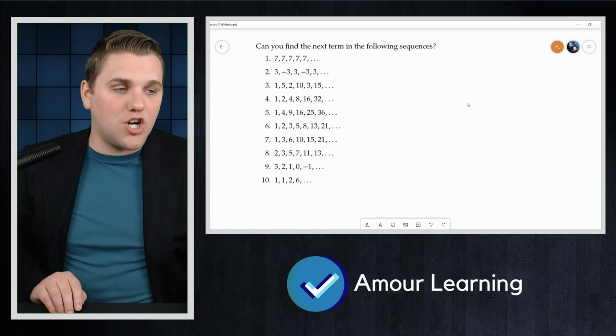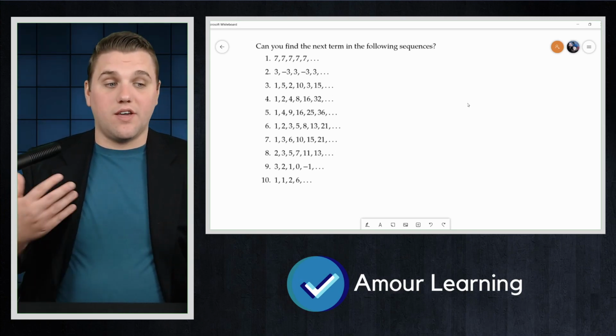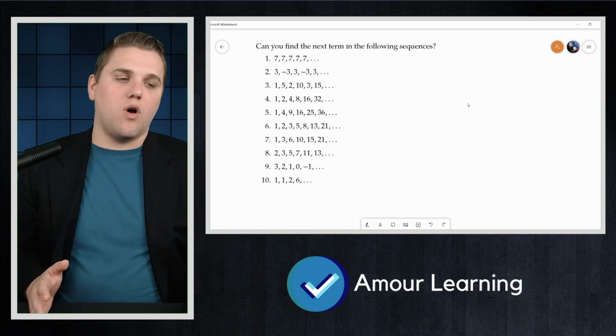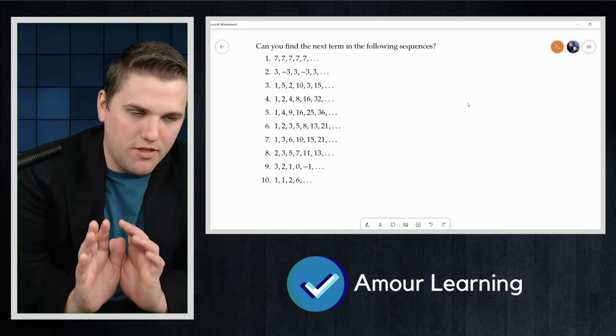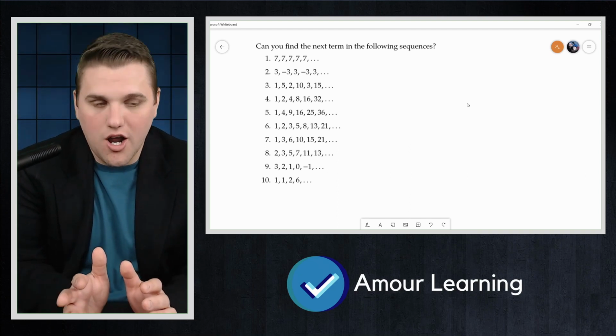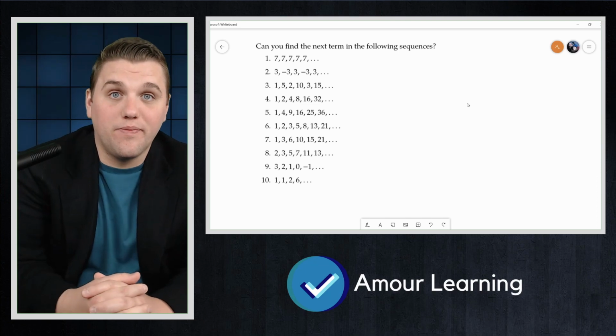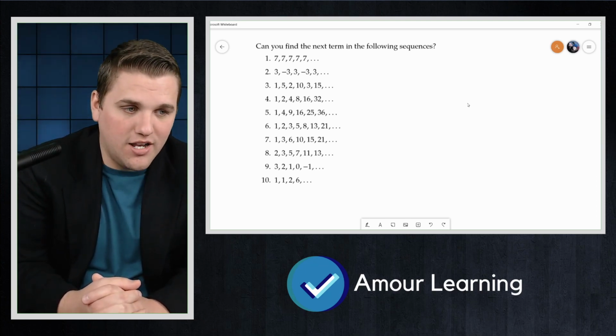All right, let's take a look at some more examples. Can you find the next term in the following sequences? So we have 7, 7, 7 and so forth. Let's start with number 1. First off, the question is, can you find the next term in the following sequences? This is going to be a disappointing answer, but the answer is no for all of them. You cannot find the next term.